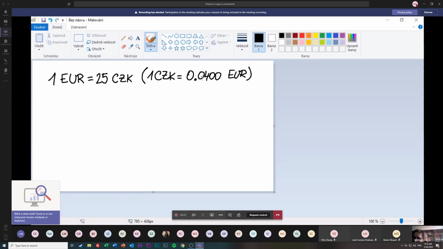So the first possibility, that 1 euro is for 25 Czech crowns, this is the direct quotation. In the bracket, you have the indirect quotation.